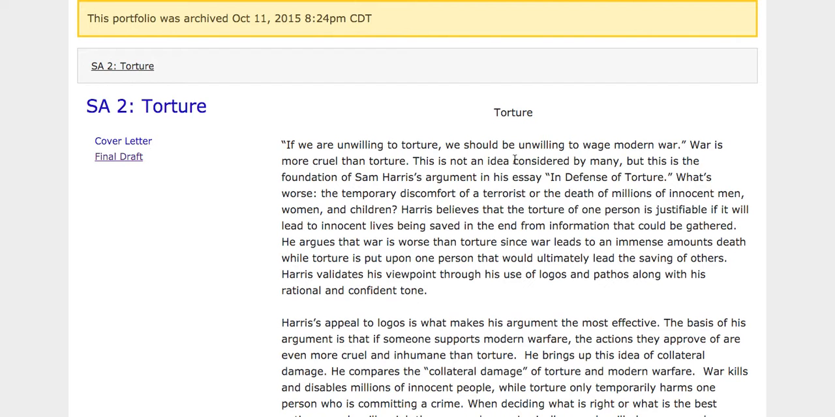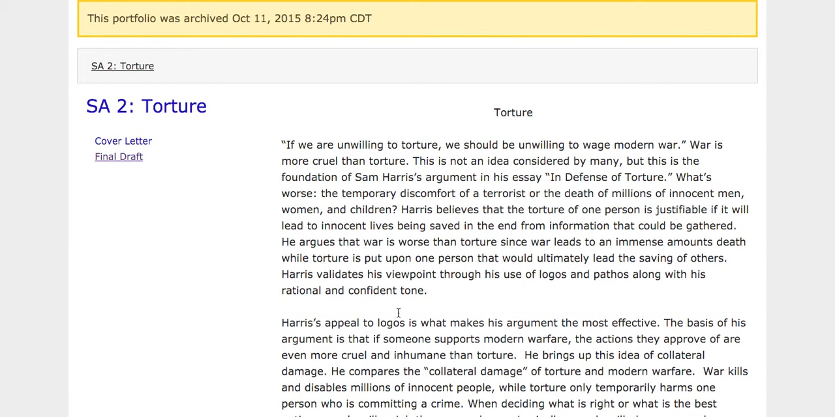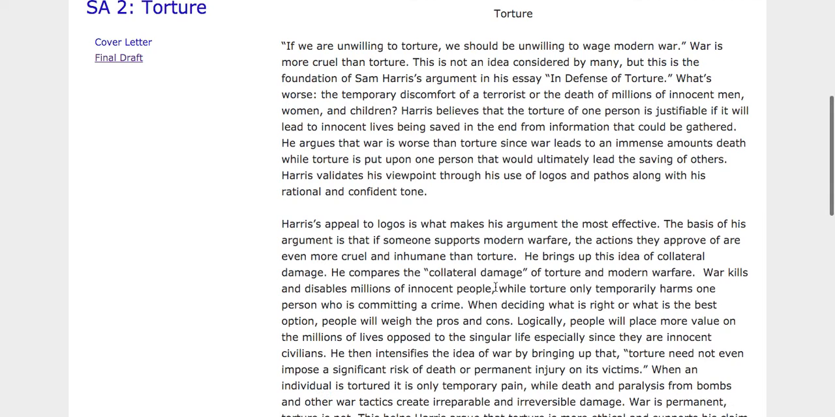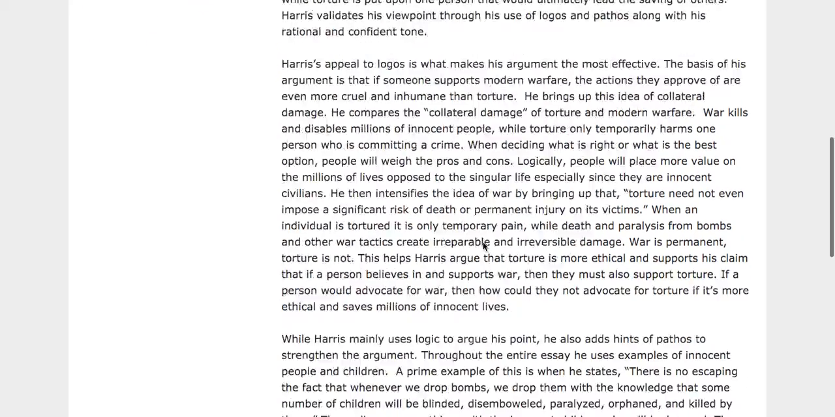So that's the big picture. Then you say, a good example of this would be Sam Harris's article "In Defense of Torture," and then you would provide your thesis. And then maybe you would have another paragraph here that would summarize what he was doing. And then you go on and say, okay, so his appeal to logos works here.